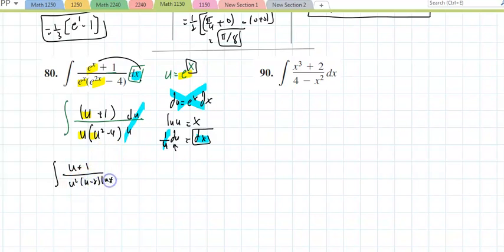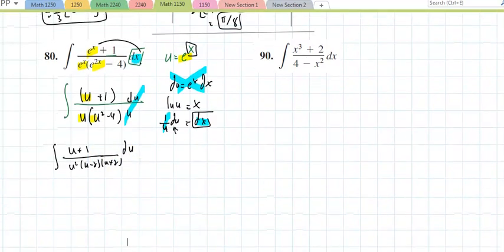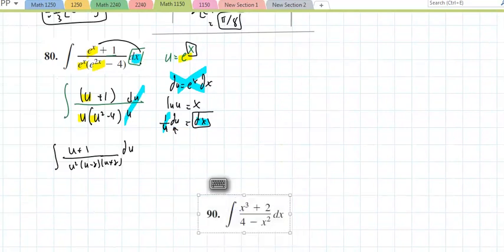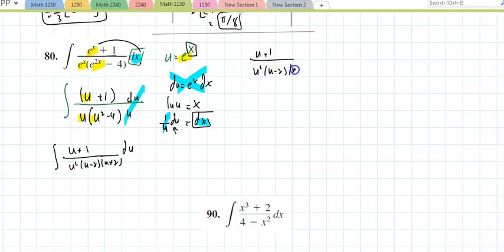u minus 2 times u plus 2. So I know what this is. This is partial fraction decomposition. So let me work that out. I'm going to move this, I'll bring it back later. And now I would say u plus 1 over u squared times u minus 2 times u plus 2 equals a over u plus b over u squared plus c over u minus 2 plus d over u plus 2.